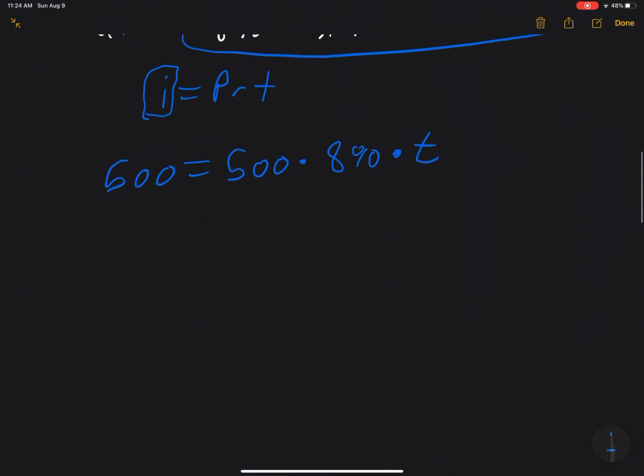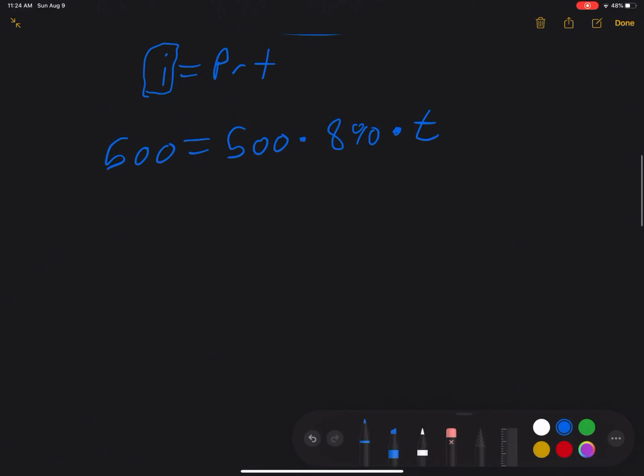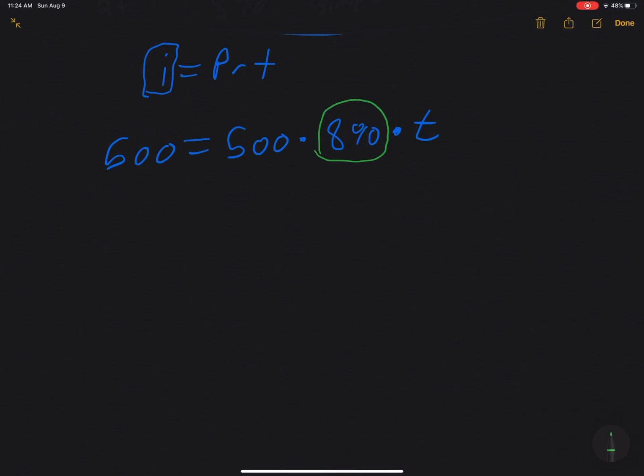And so we have this simple equation. All we need to know for this equation before we get started is how to solve it and how to handle a percentage. You might remember that 8%, a percentage, is just moving the decimal point over 2 places. So our equation becomes 500 equals 500 multiplied by 0.08, which is 8%, multiplied by the time.